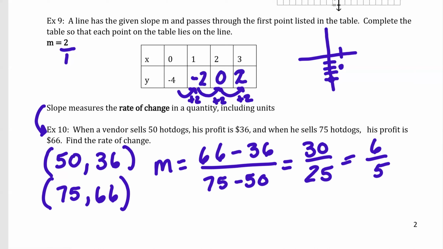The rate of change is we want to divide 6 divided by 5. So this tells us, in terms of this particular problem, that the rate of change is $1.20. So for each hot dog he sells, his profit is $1.20.